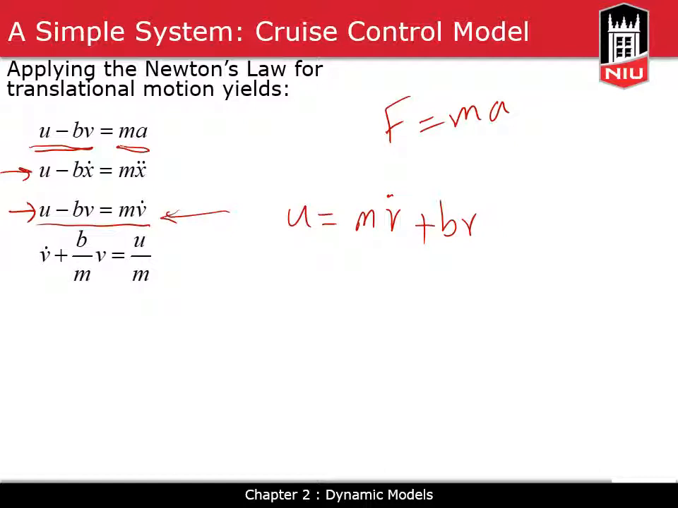Now if I divide both sides of this equation by m, I will arrive at this other equation at the end: v dot plus b over m times v equals u over m. Remember that b and m here are constants. m is the mass of the car, and b is the friction constant.